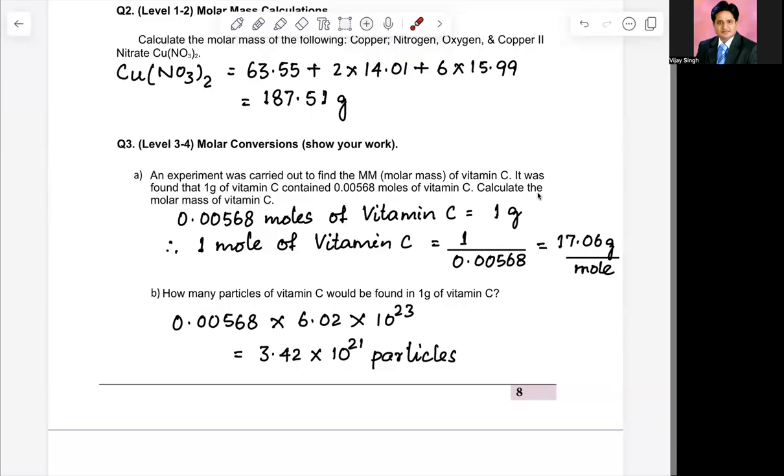Now, how many particles of vitamin C would be found in 1 gram of vitamin C? So if you see, 1 gram of vitamin C has 0.00568 moles, and 1 mole has the Avogadro's number. So you multiply the number of moles with the Avogadro's number, which is 6.02 times 10 raised to the power 23, and that would give you the number of particles. So you get 3.42 times 10 raised to the power 21 particles.